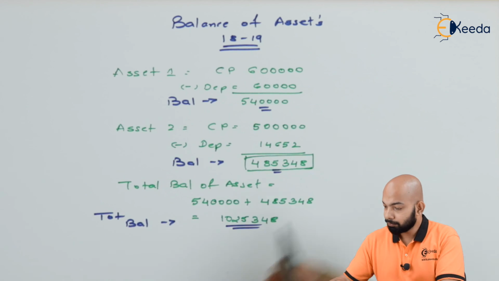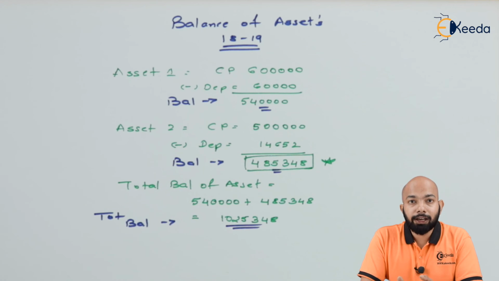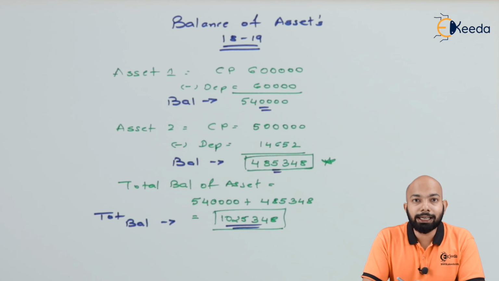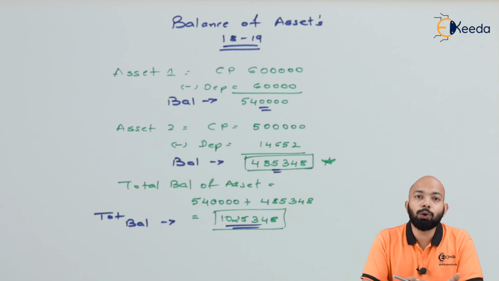4,85,348. Now the total balance of asset that we have is 5,40,000 plus 4,85,348, which gives us a total of 10,25,348. Now asset number 3, which was procured in the year 15-16, has been sold out, hence we do not hold it anymore. That's the reason we haven't incorporated the total of that asset.